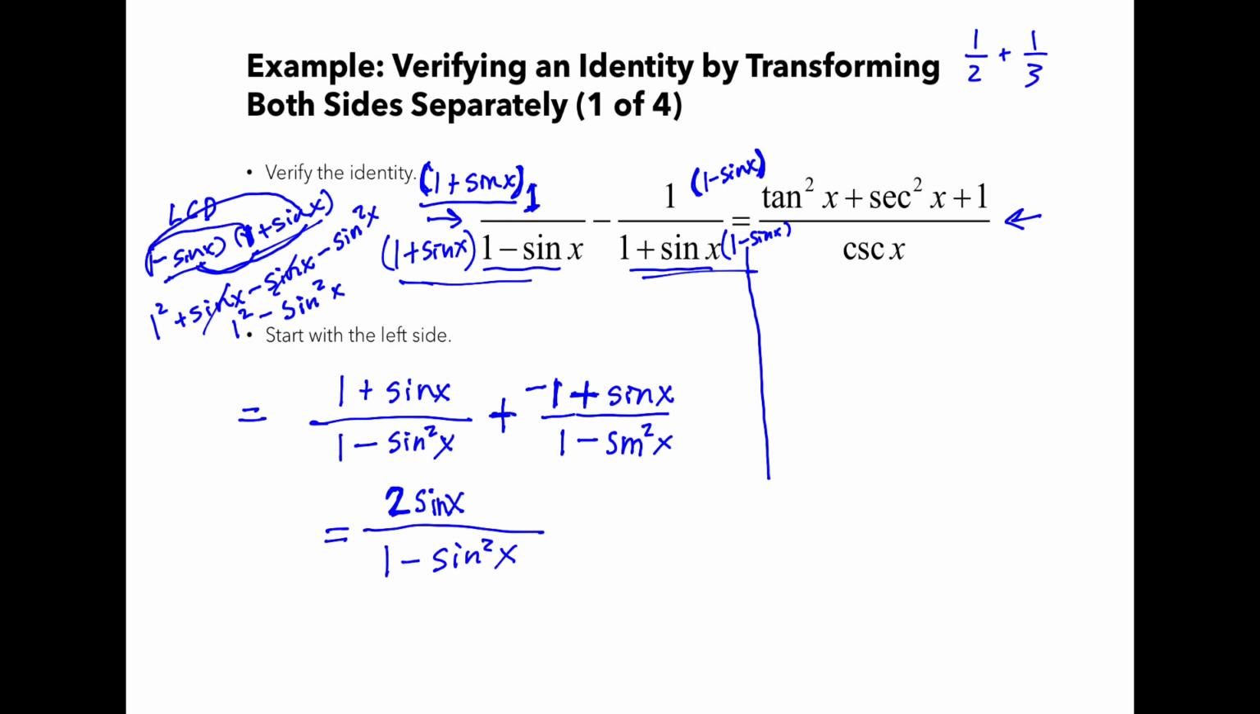I'm still not looking like what I have over on the right-hand side. Maybe we should try to rewrite this again. I notice this 1 minus sine squared x. Again, that is a Pythagorean identity. 1 minus either cosine x or sine x gives us the other. So that actually gives me 2 sine x on top over cosine squared x on the bottom.